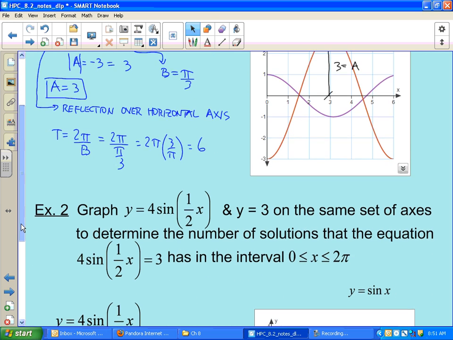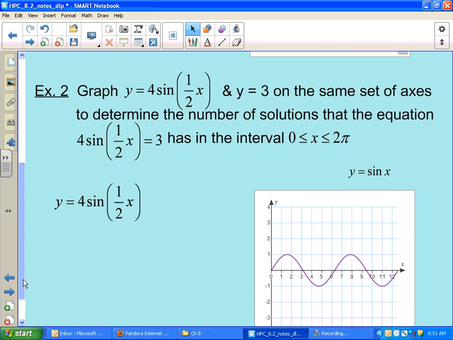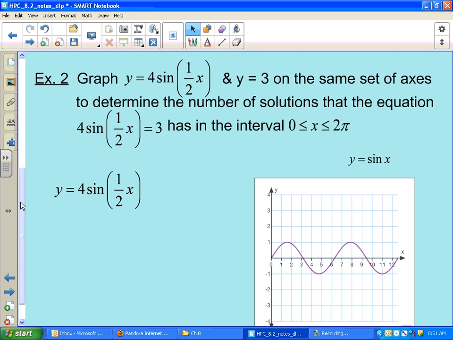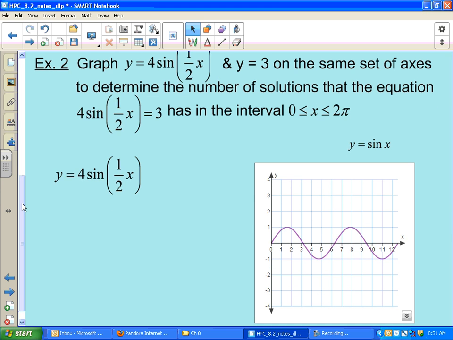What about the next one? Now we're going to graph on the same set of axes a linear function y equals 3 and this sine function 4 sine of 1/2 x. And we're going to see how many solutions we have if we graph this thing between 0 and 2 pi. So again, on my graphs here, my axes are in radians, so you'll see that 2 pi, which is equal to 2 times 3.14, 6.28. That's 6.28 right there on my graph.